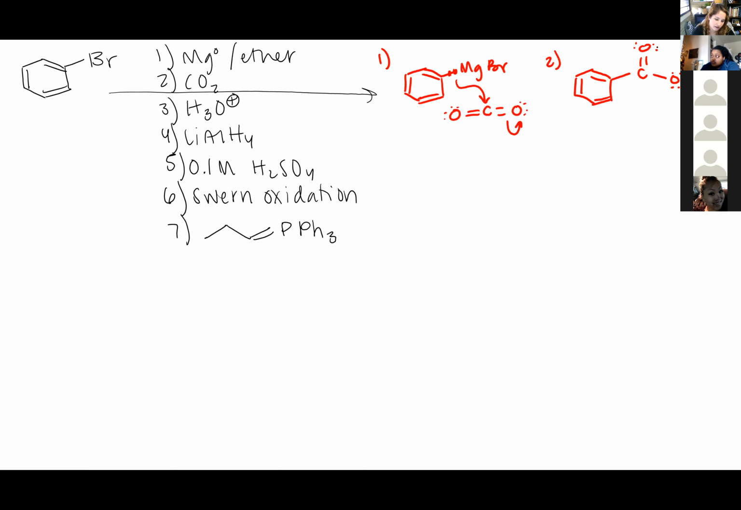Okay, and then in step 3, we're adding H3O+. What are we doing there? Protonating the oxygen. Yeah, just protonating it. So now we have benzoic acid.